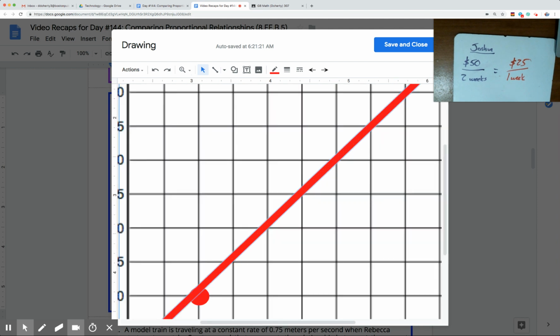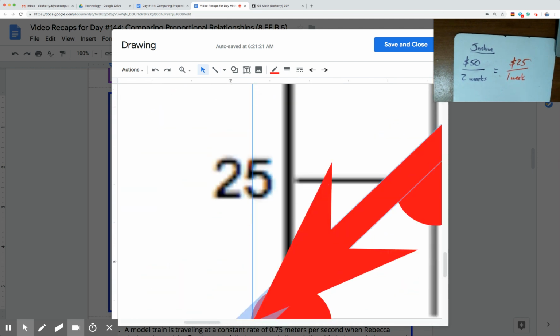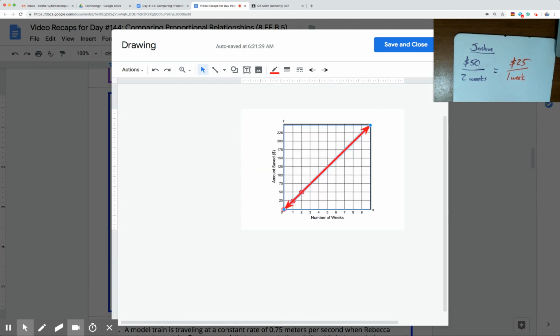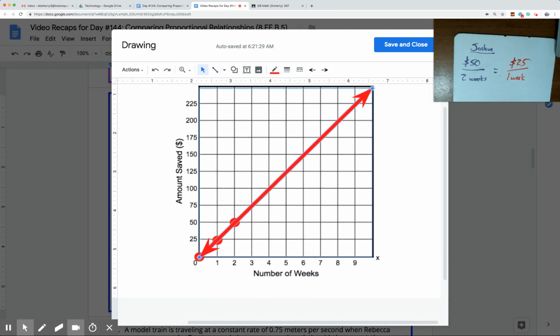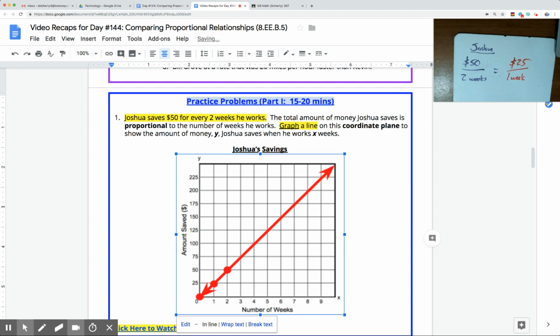If you want to get real exact, real quickly, you could zoom in and put that exactly on the origin. So that's the graph we're looking for practice problem 1.